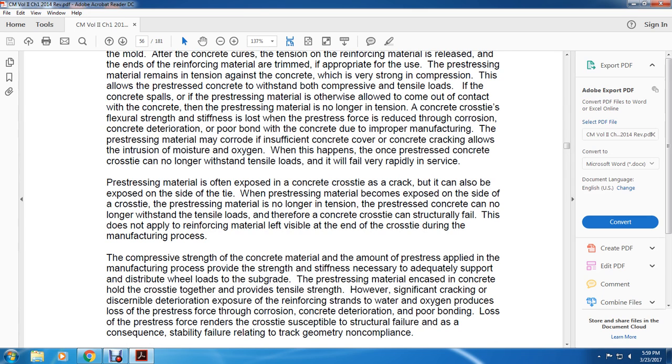The pre-stressing material may be exposed on the side of the cross tie. The pre-stressing material is no longer in tension. The pre-stressed concrete can no longer withstand the tensile load. Therefore, the concrete cross tie has structurally failed. This does not apply to the reinforcement material visible at the end of the cross tie from the manufacturing process.